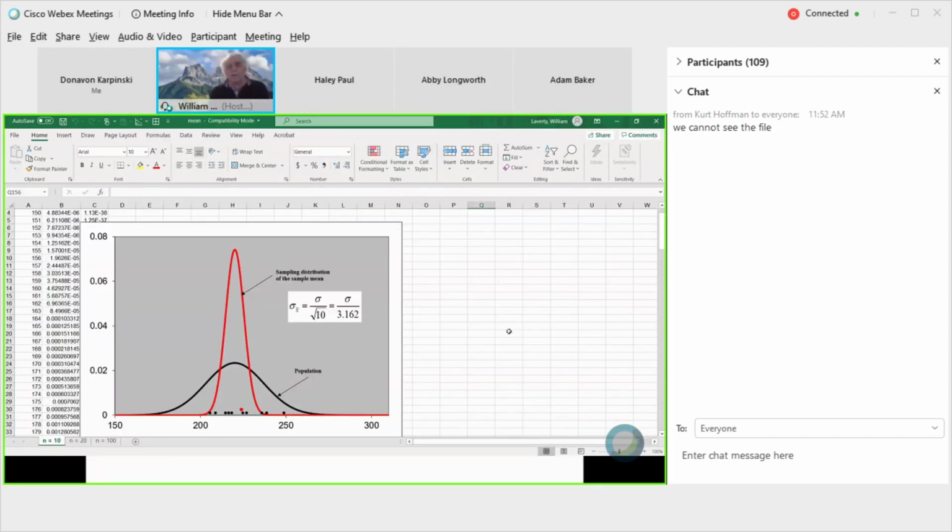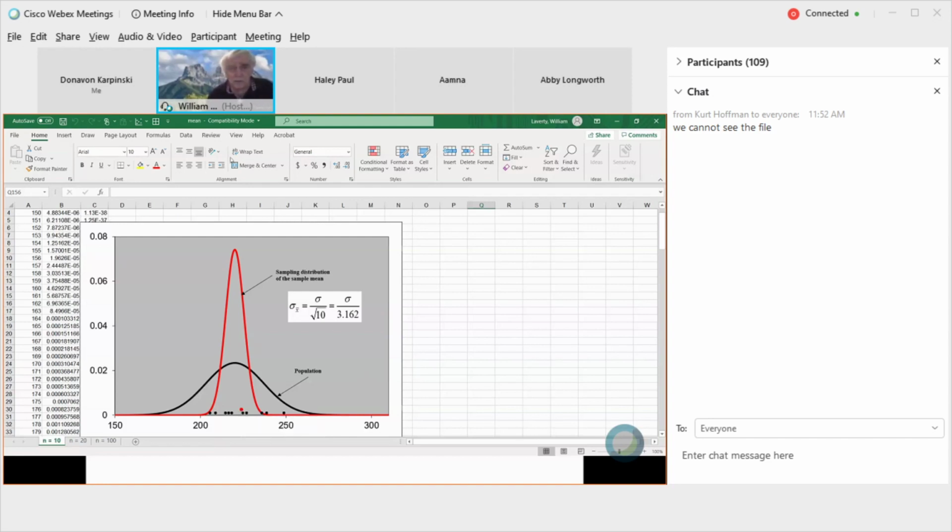So now you can see it. This is an Excel file. I've generated observations at random from the normal distribution, the black observations. The red observation is the mean of those observations. It's the center of gravity of those observations.